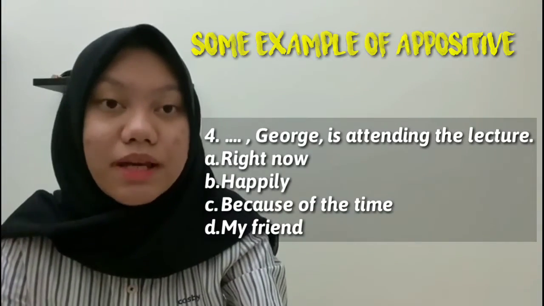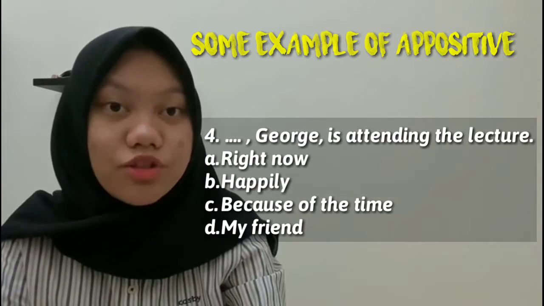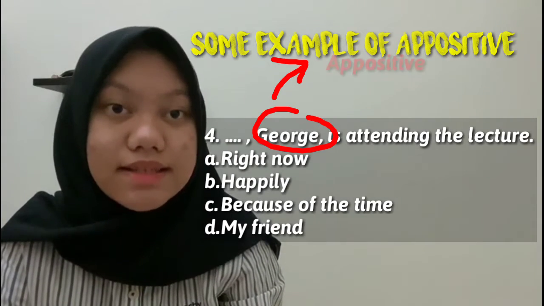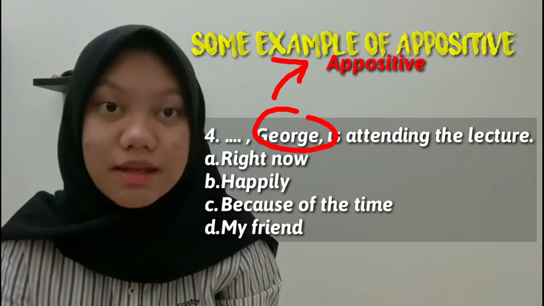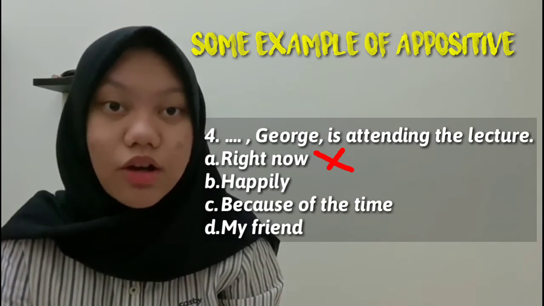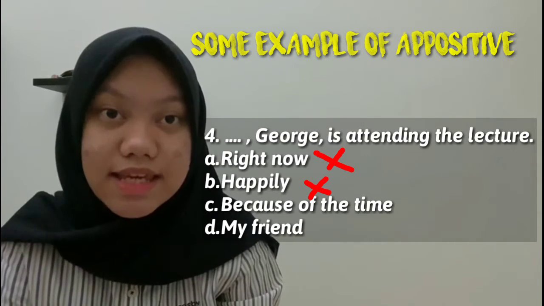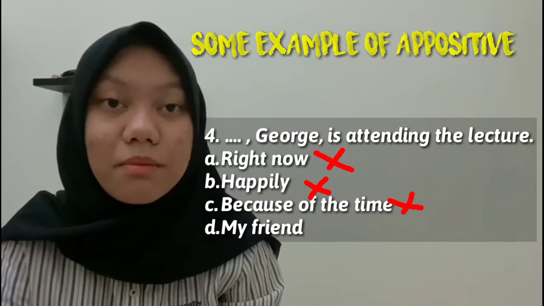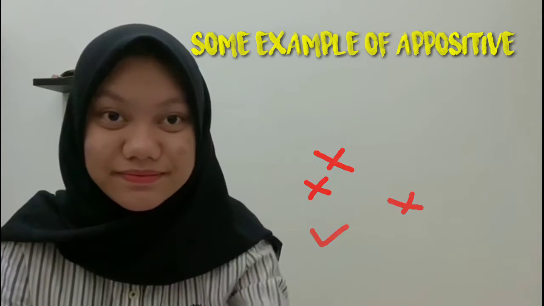Number 4. Blank, George is attending the lecture. George is not a subject. George is the appositive. The sentence doesn't have a subject, so what we are looking for is a subject. Option A. Right now is not a subject. Option B. Happily is not a subject. Option C. Because of the time is a preposition. Option D. My friend. So the best answer is D. My friend.